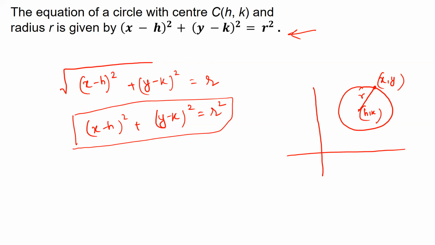So always remember, whenever you want to translate a particular geometrical object, translating means just pulling that object and putting it somewhere else. That is known as translation. Whenever you are doing that, and the new center is known to you, suppose it is h comma k, all you need to do is just replace that x by x minus h and y by y minus k.